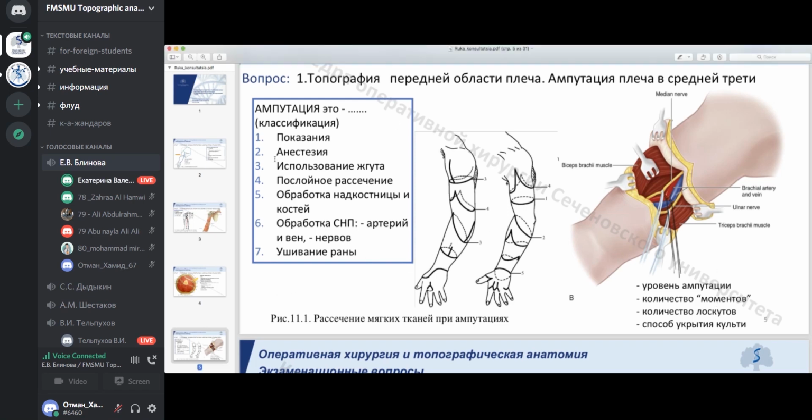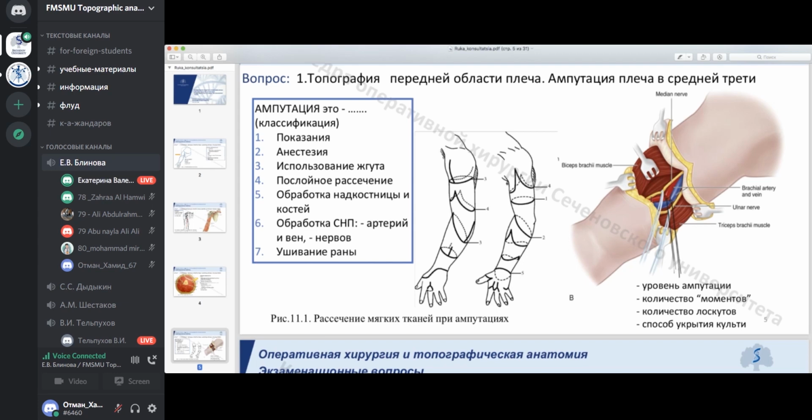Okay, continue. Firstly, you should say what amputation is. Amputation is the removal of the distal part of the upper or lower limb. Indications for amputation: traumatic injury, diabetic injury, infectious injury, and others. Anesthesia, as usual, is general anesthesia. And before the amputation, you should put a tourniquet above the place of the future amputation.